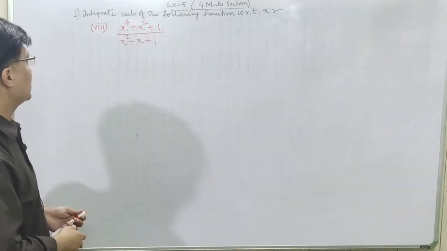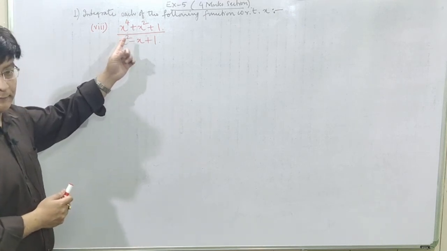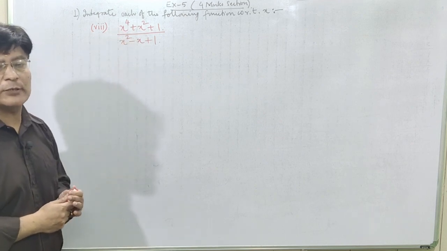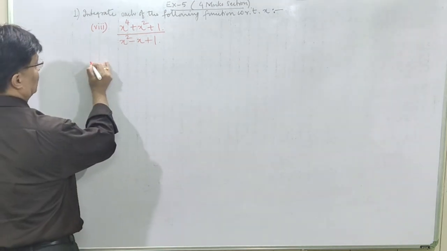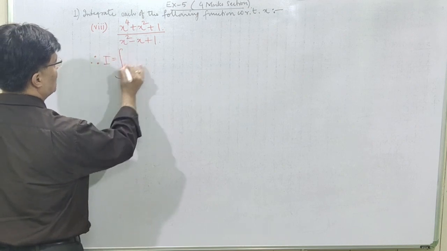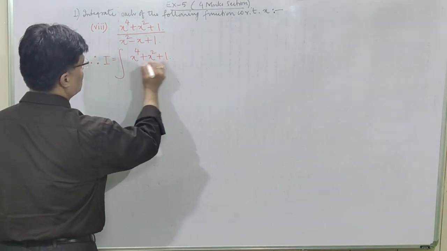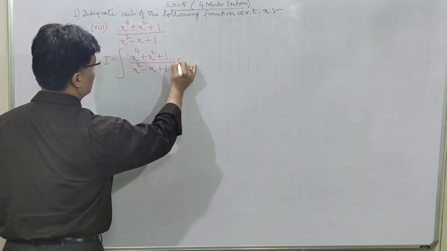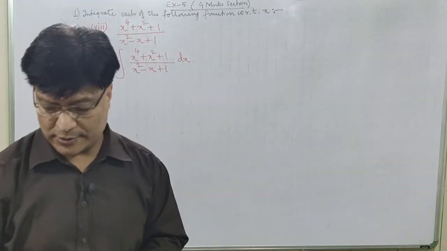Now let's do the next question, that is question number 8. That is, you have to integrate this function x to the power 4 plus x square plus 1 divided by x square minus x plus 1 with respect to x. So let us write integration sign here. And since we are integrating it, let us write I is equal to integration of x to the power 4 plus x square plus 1 divided by x square minus x plus 1 dx.